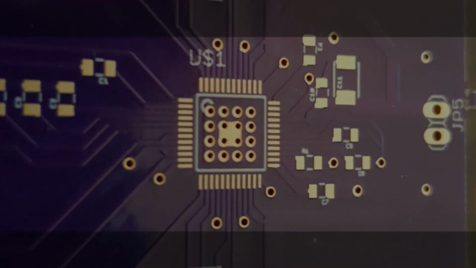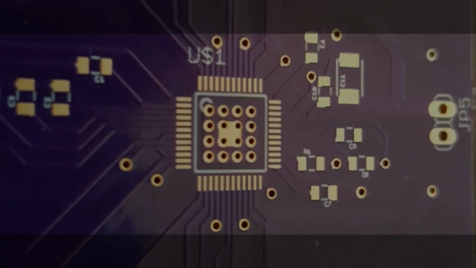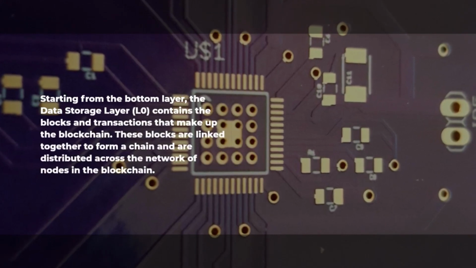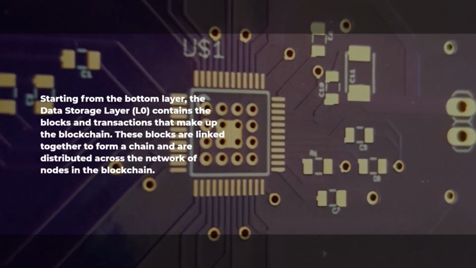Starting from the bottom layer, the data storage layer, L0, contains the blocks and transactions that make up the blockchain. These blocks are linked together to form a chain and are distributed across the network of nodes in the blockchain.